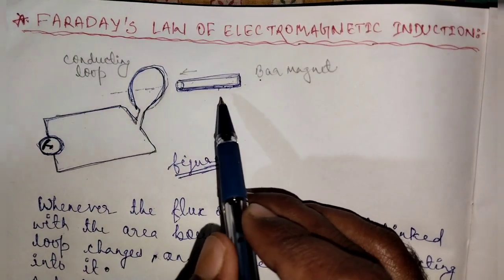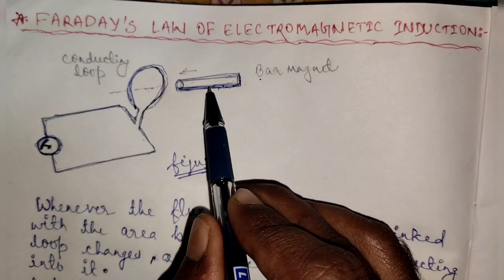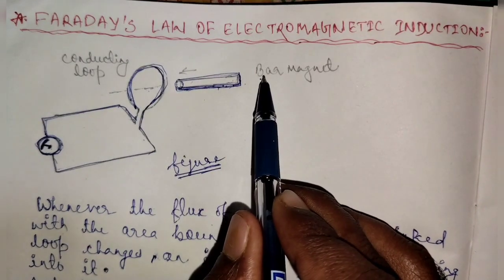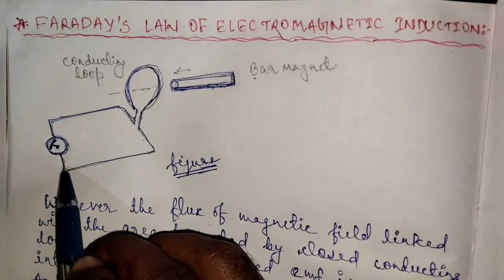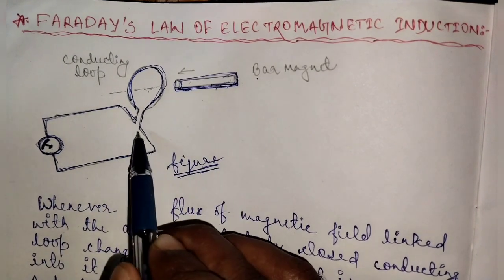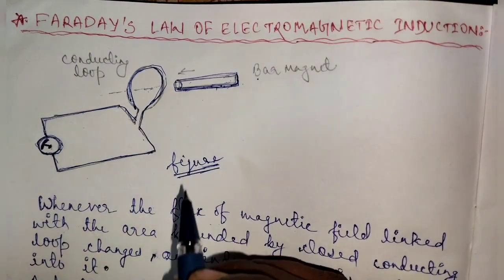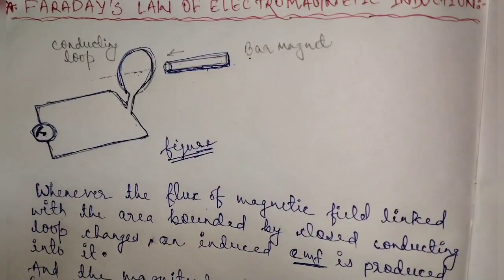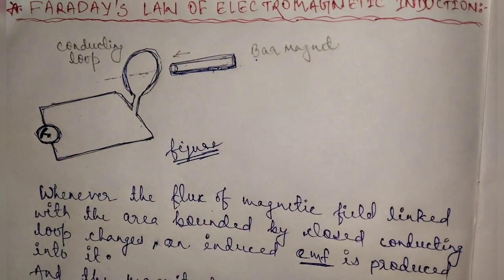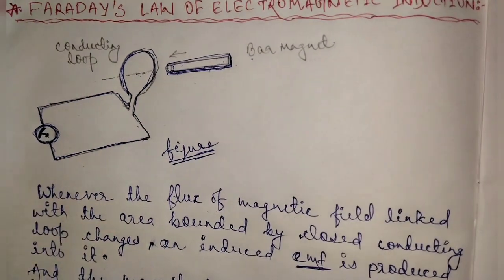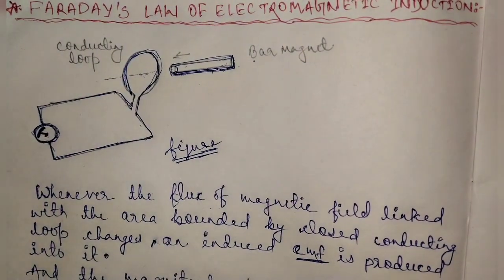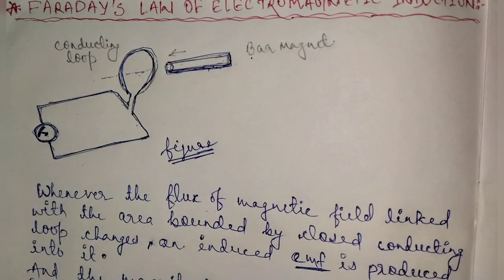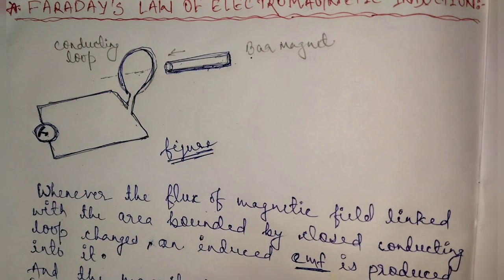And when the bar magnet moves away from the conducting loop, again an induced EMF is produced but in the opposite direction. So by a number of experiments, Faraday discovered the behavior of the magnetic field and discovered the following law of nature.